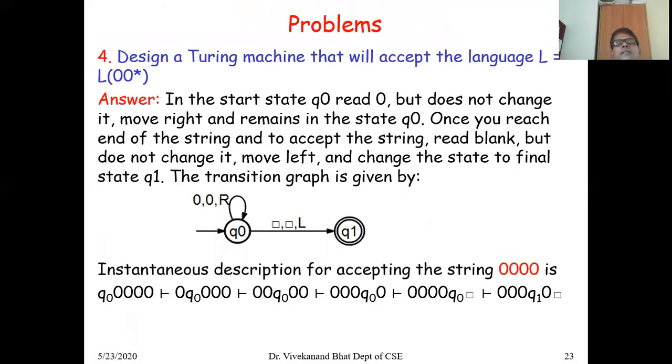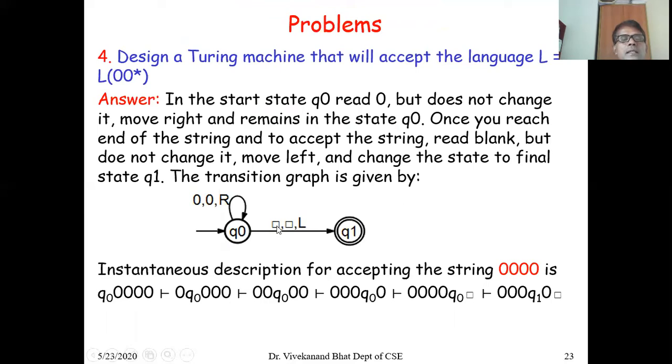Design a Turing machine that will accept the language L = L(00*). This is very simple. If you know how to design a DFA to accept the language 00*, you can easily design a Turing machine for that particular language.